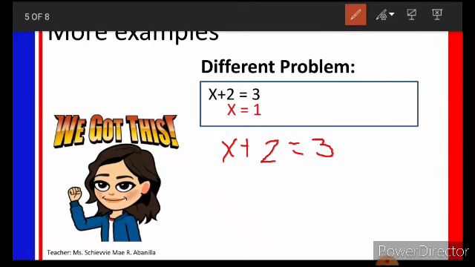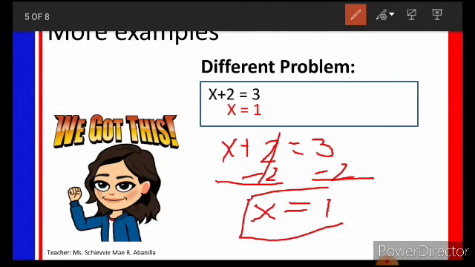Wait lang. We have to eliminate 2 here. So what number are we going to add? We have to add negative 2 on both sides, right? Okay. Now, pag in-add natin yan, cancel, matitira si 1. And 3 minus 2 will give us positive 1. Which makes this equation true.